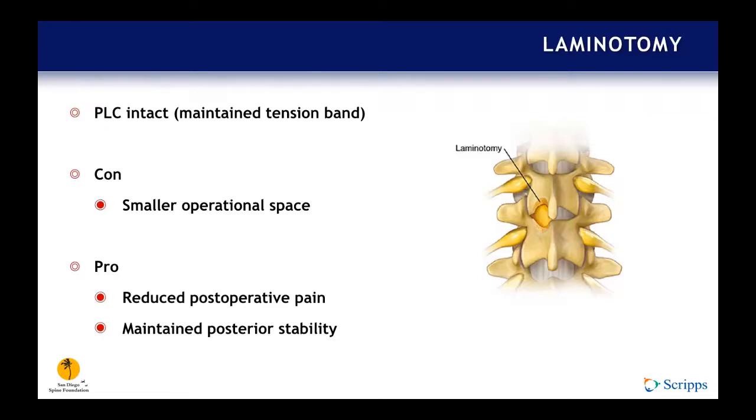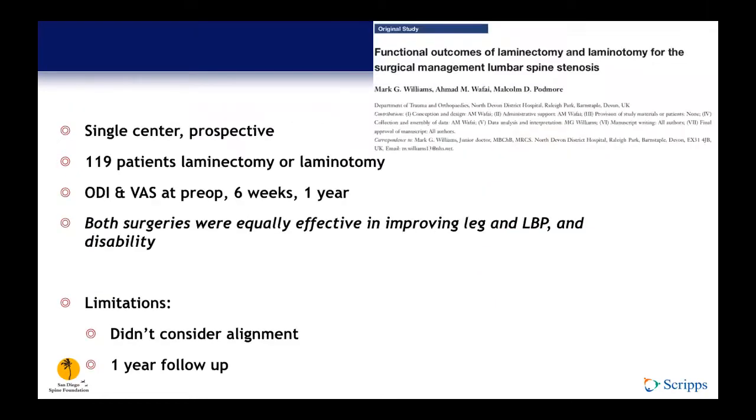Doing this from a unilateral approach with a bilateral decompression is really where the learning curve may start, for a handful of cases. On the positive, you want to consider: are you reducing postoperative pain compared to stripping off the muscles and removing a significant part of the bone? And are you truly maintaining posterior stability, which will reduce adjacent segment degeneration or degeneration of that segment itself?